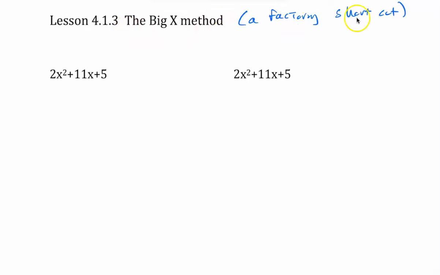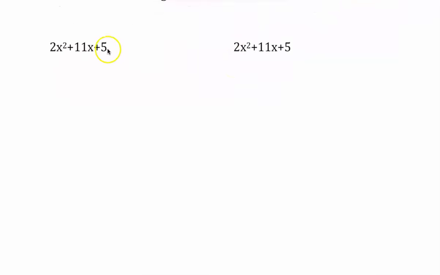The big X method, a factoring shortcut. So in this video, we'll show you a little shortcut to factoring. Now, it doesn't take away probably the hardest part of factoring, which is finding the combination of factors, but it does make the last part of it shorter. So to show what I mean, let's factor this the way I showed you in the last couple of videos.